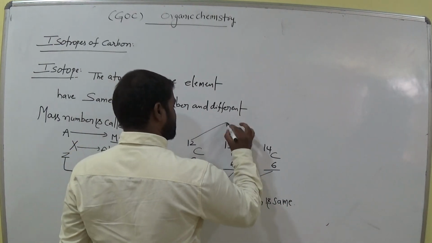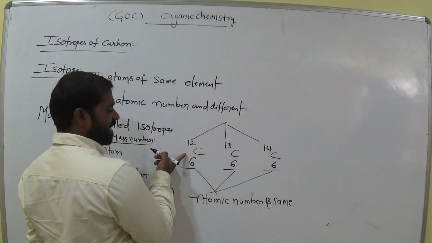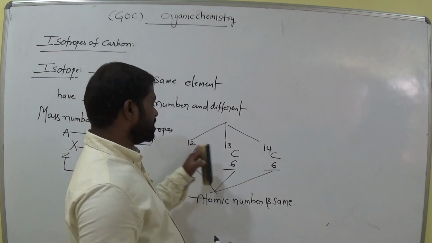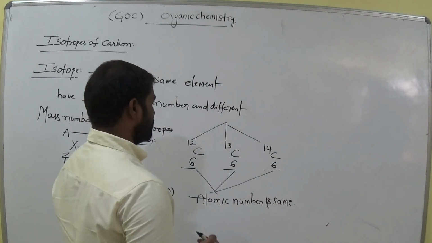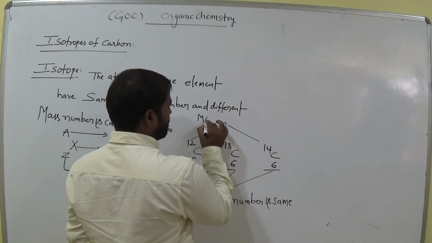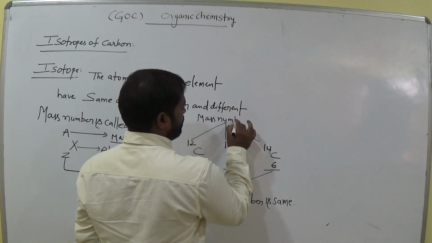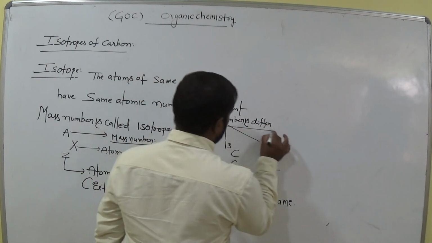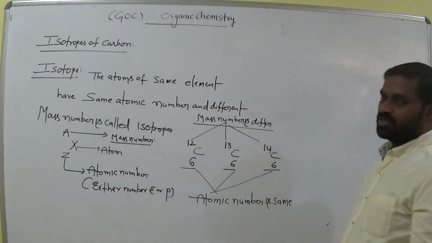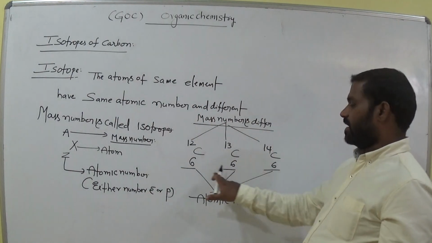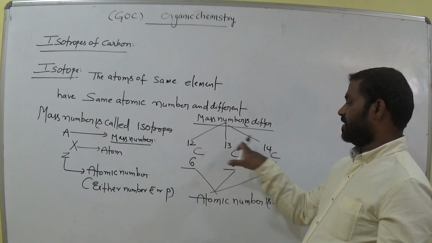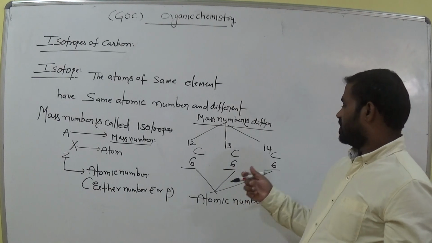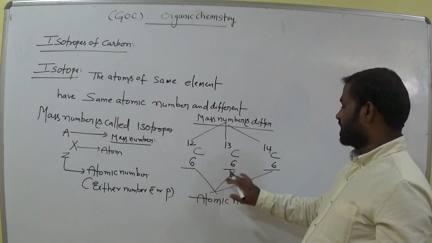And these are the mass numbers. Mass numbers are different or not? This is C12 isotope, C13 isotope, C14 isotope, we call it. So the mass number is different. So these are called isotopes. The atoms of the same element having the same atomic number and different mass numbers are called isotopes. Now carbon possesses three types of isotope: C12, C13, C14.